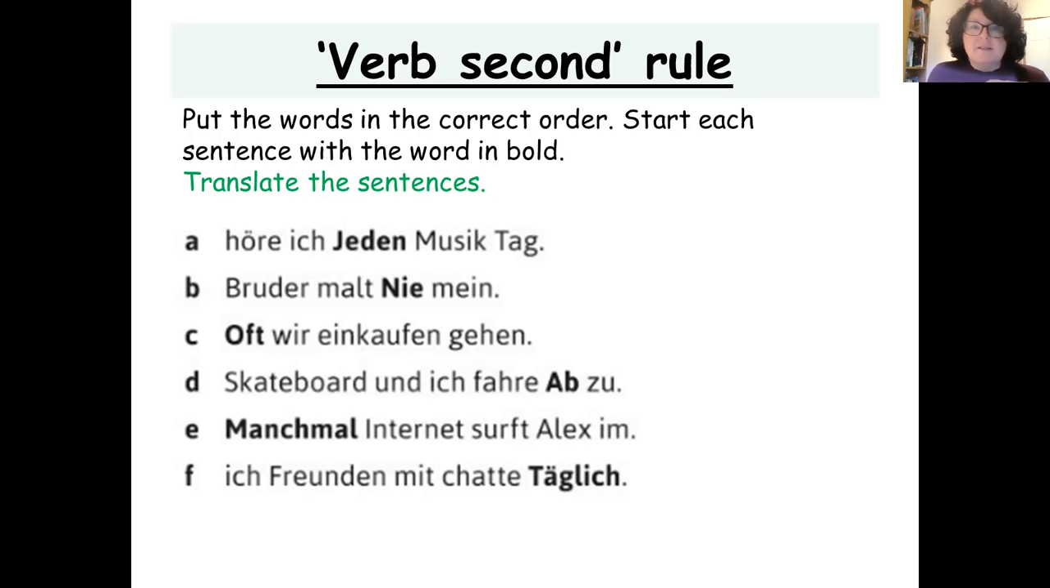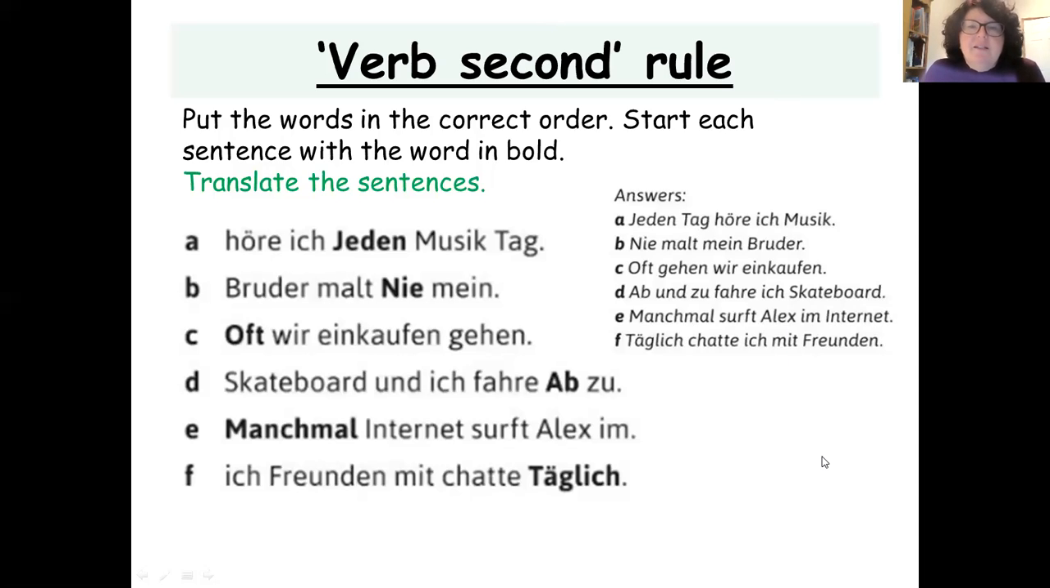You've got 6 little sentences there, and I want you to put them in the correct order. And you need to start with the word in the bold, okay, with the time phrase in bold. This is a very tricky task, but I want you to give it a go, okay? Pause the recording while you're doing this task.